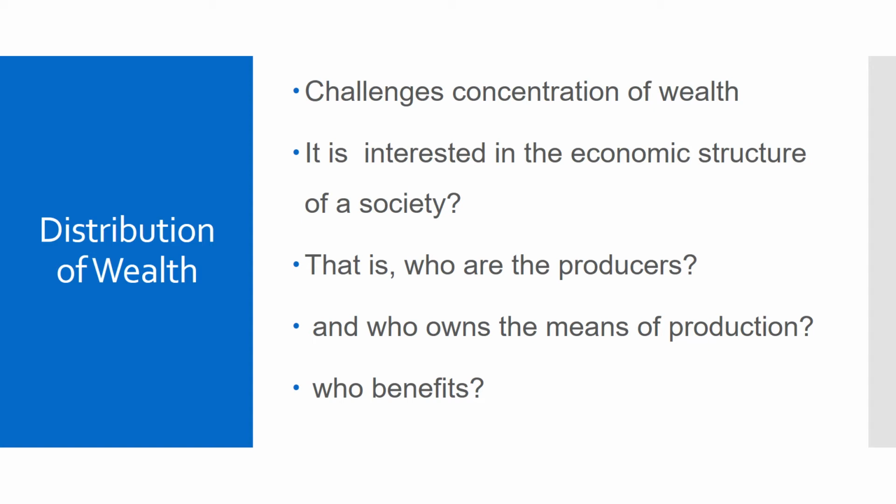For instance, it looks at the producers. Who are the producers of wealth in a society? And are these producers the same as those who own the means of production? And are these producers those who are benefiting from the production? It means that if other people, other than the producers, other than the workers, are benefiting, then there is unfairness, and the Marxist approach challenges that.